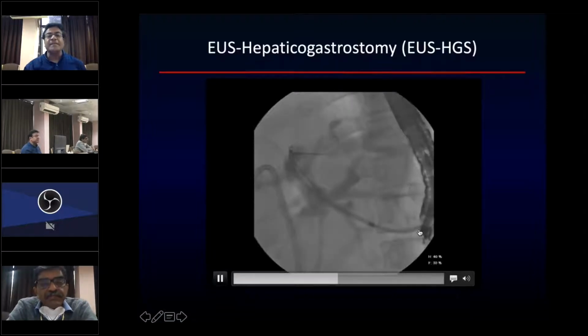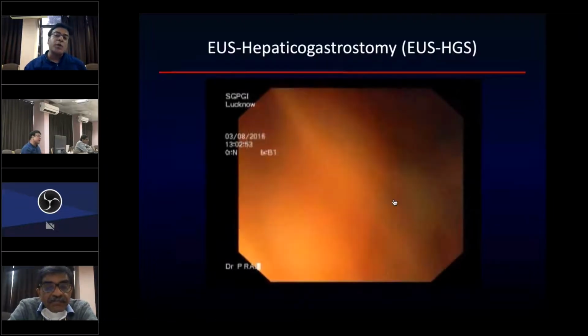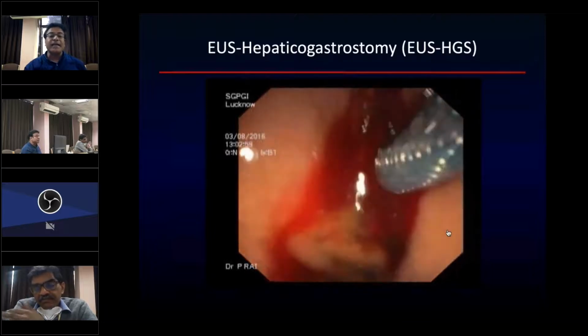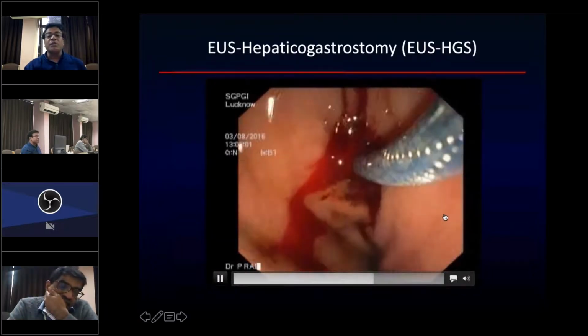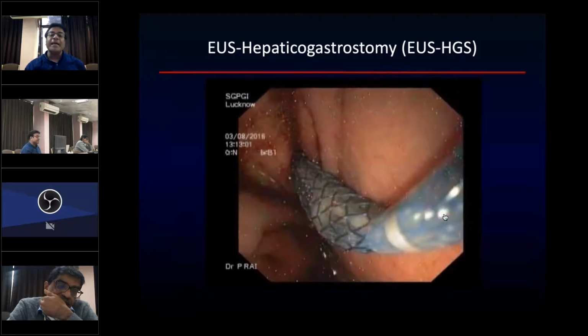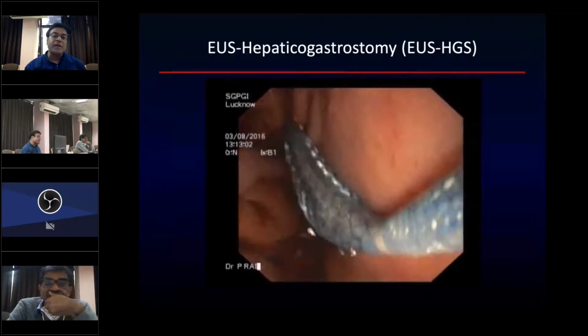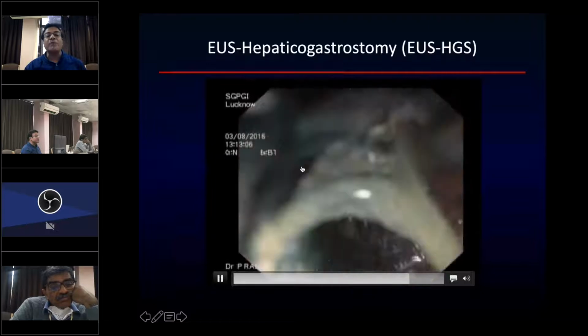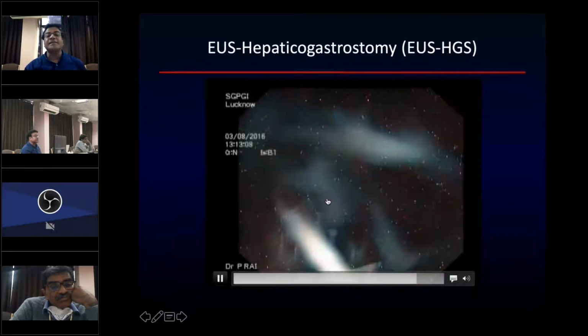we place the stent. So here something very important is, since we are going through the stomach into the left hepatic duct, we want to be sure that this stent does not migrate. For this, we place around a 4 centimeter segment of the stent in the stomach. So this is the stomach, this is the fistulous tract side, and here you are seeing a long segment of the stent in the stomach.